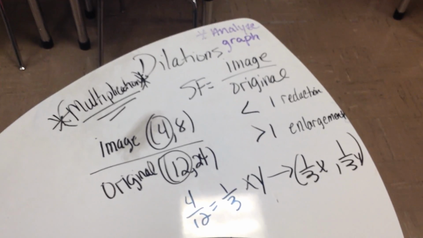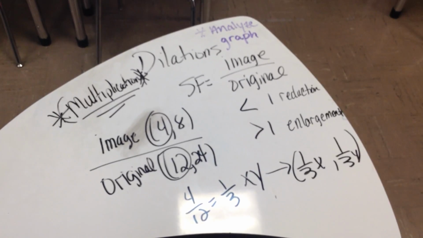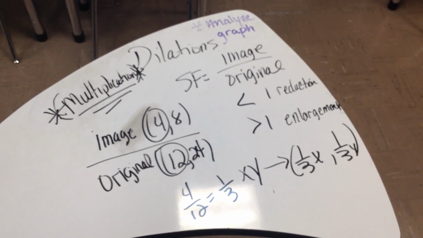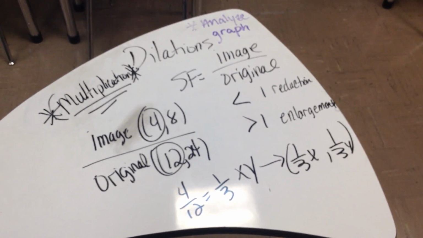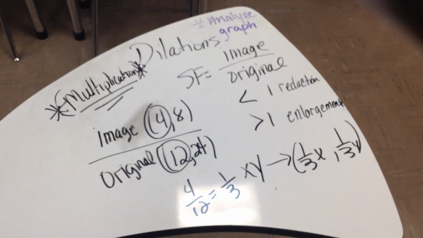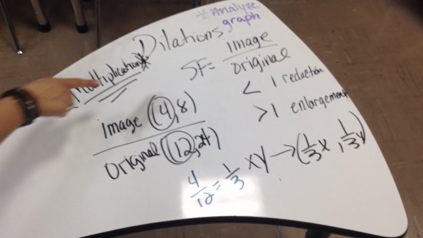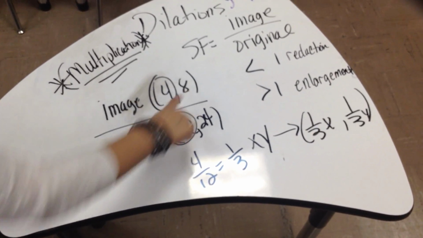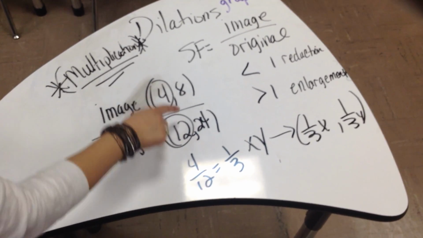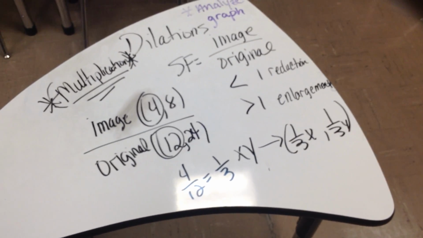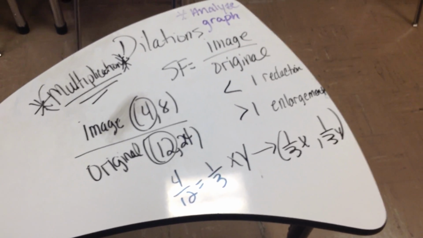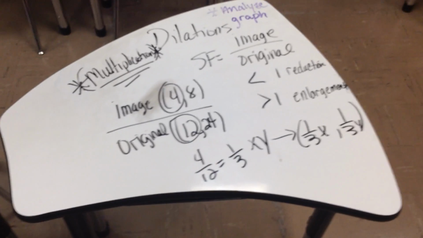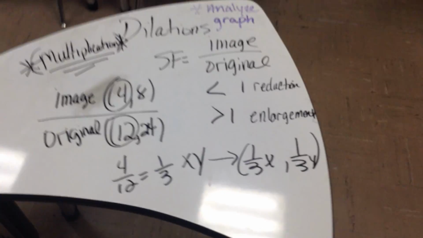As soon as you see and label that it's a dilation, you better write image over original on that question. You see how we have written down the ordered pairs, the image ordered pair over the original ordered pair, and you can choose the x values or you can choose the y values in order to write down your rule or to select the rule that makes the most sense.